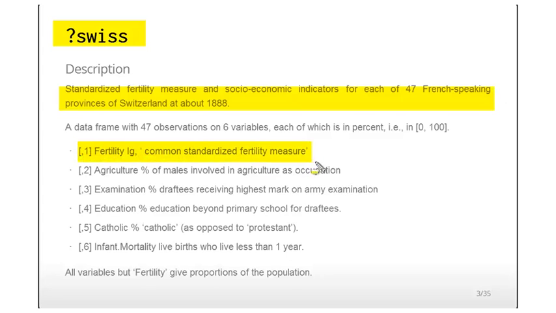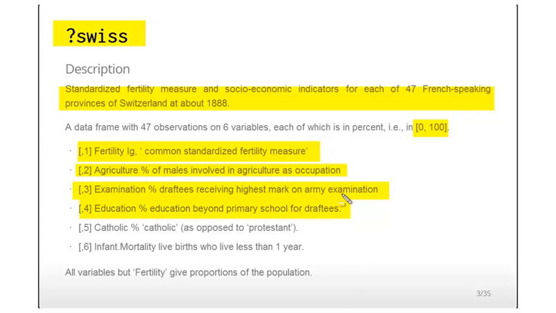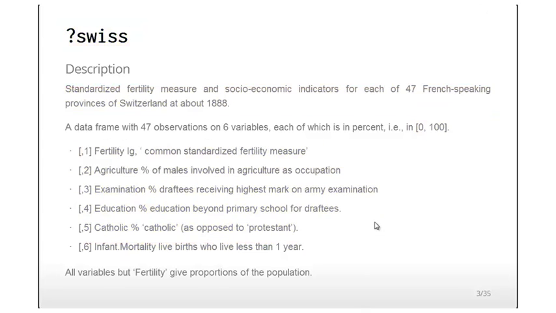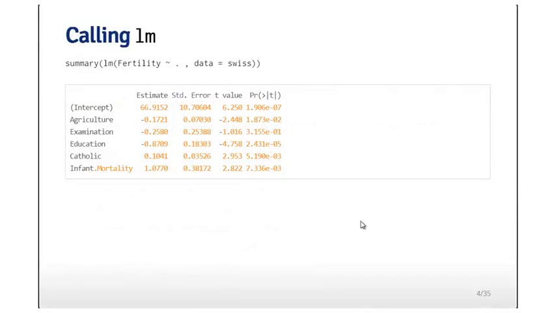So our outcome that we're interested in is fertility. All 6 variables are expressed in terms of percentages from 0 to 100. One of the predictors we want to use to predict fertility is the percentage of males involved in agriculture as an occupation. We also have the ones who receive the highest mark on an Army examination, education beyond primary school, the percent Catholic as opposed to Protestant, and then infant mortality. It says all but fertility give proportions. You can do help(swiss) to learn more about that data set, though it mostly just contains that file, but it also gives you some references, I believe.